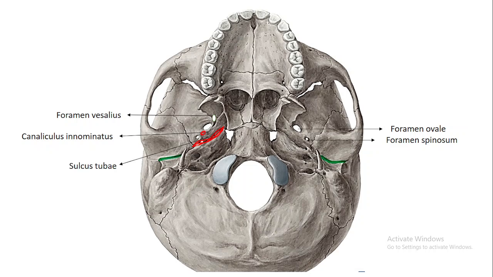And then there is a sulcus present between the posteromedial surface of greater wing of sphenoid and the petrous temporal bone, which is called sulcus tubi. Basically it is a groove which lodges the cartilaginous part of auditory tube or eustachian tube. So this is the posteromedial surface and the important structures present in greater wing of sphenoid.